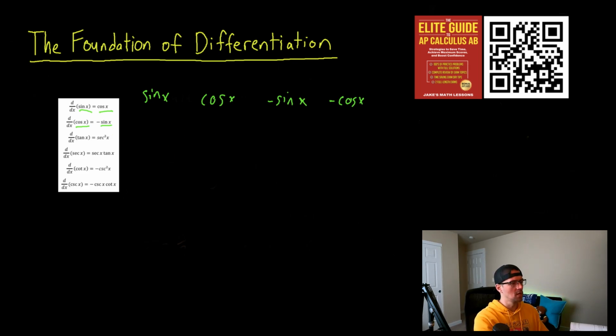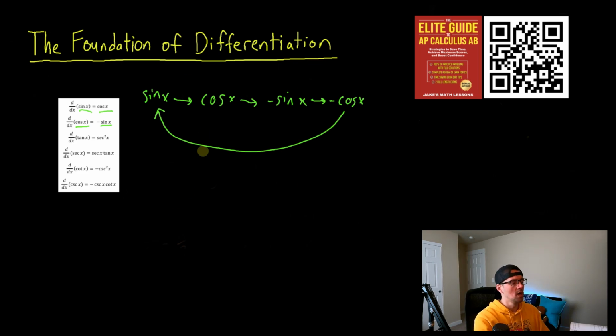So you get this cycle. The derivative of sine gets you to cosine, the derivative of cosine gets you to negative sine, the derivative of negative sine gets you to negative cosine, and the derivative of negative cosine takes you back to positive sine. And then you just go through the circle like that.